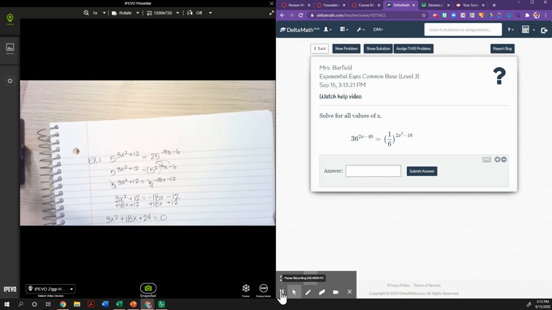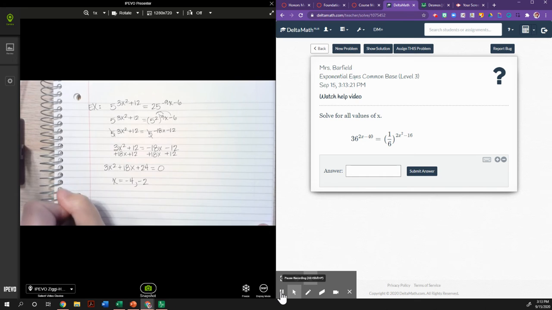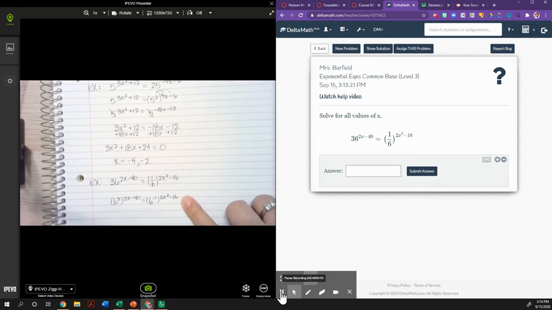All right, you guys, now we're going to look at another example. We've got 36 to the 2x minus 40 equals 1/6 to the 2x squared minus 16. 36 is 6 squared, so 6 squared to the 2x minus 40, and then 1/6 is 6 to the negative 1, to the 2x squared minus 16.